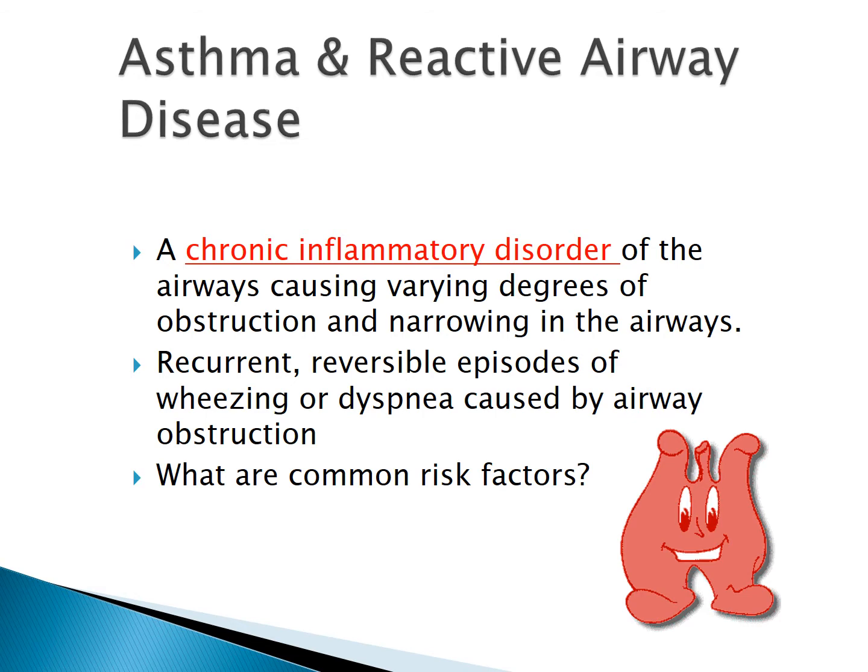Common risk factors can be familial predisposition. Asthma tends to run in families. Certainly exposure to smoke, secondhand smoke, specifically in the home or a car. House dust and mites can be a risk factor. Interestingly, preterm birth can be a risk factor, as well as children who've had RSV. And pets and pet dander are common triggers for asthma.